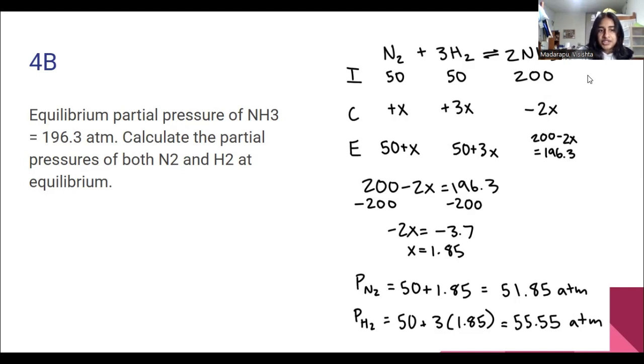To calculate the partial pressures of nitrogen and hydrogen at equilibrium, we have to set up an ice table. We have the initial pressures given in the previous slide, and we found that the reaction will proceed in the reverse direction. So we're adding to our reactants and subtracting from our products. And then we find the expression for equilibrium. We solve for X using the given partial pressure at equilibrium of ammonia. And then we plug that into our expressions to find the partial pressure of both nitrogen and hydrogen.